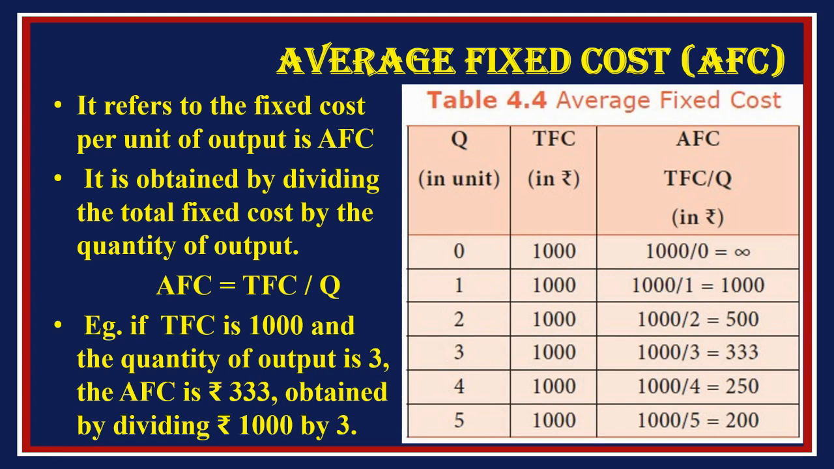Look at the chart given here. Let us take the output of 3. If it is 3 units of output, the total fixed cost is fixed at 1000. Average fixed cost is equal to total fixed cost divided by quantity. So 1000 divided by 3 is 333. So the average fixed cost is derived as 333.